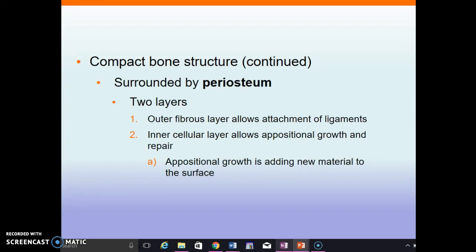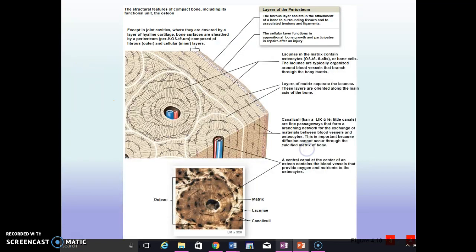The bone is surrounded by a membrane called periosteum. The outer layer is for attachments. So bone can attach to other bones by ligaments, or bone can attach to muscle by tendons. Anytime there's an attachment, the bone grows there. You see an attachment site. The inner layer allows for growth of the bone. Pause here to read through this.